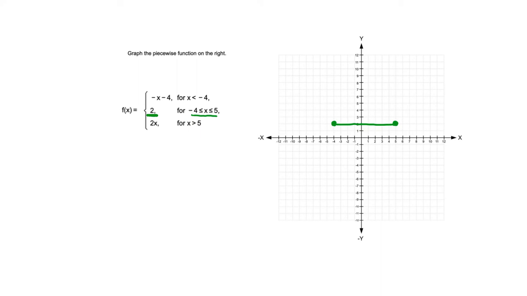Now the other ones you got to do a little substituting in, right? So this one again, it should be open at -4. So -x minus 4. We use x equals -4. And then you can substitute any value to the left because it's less than. So x equals -5 is good.